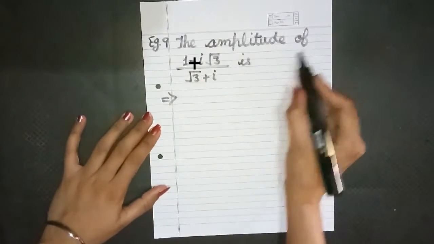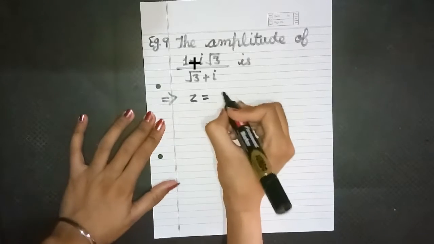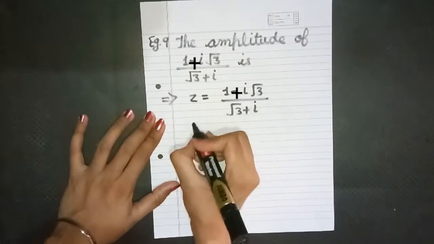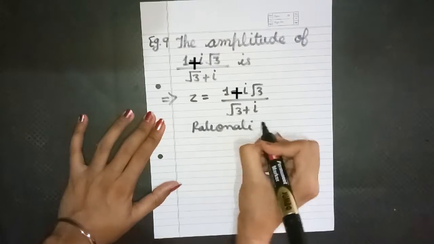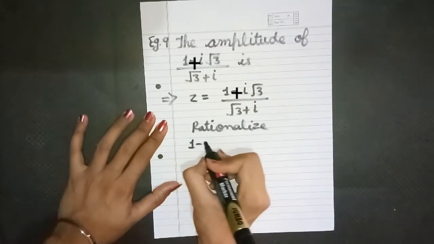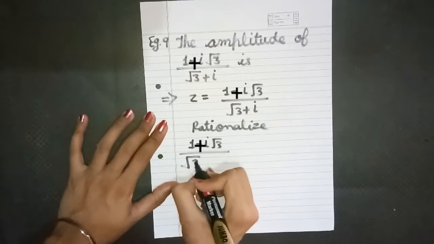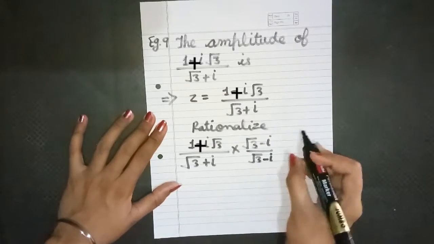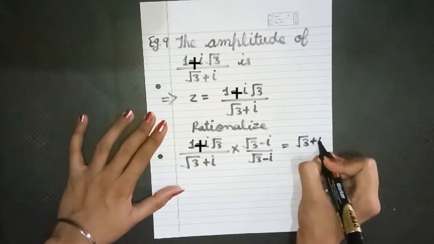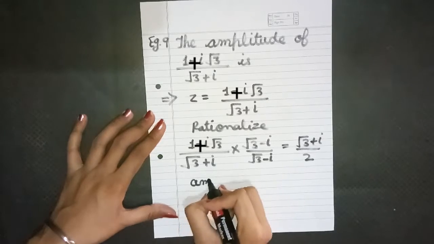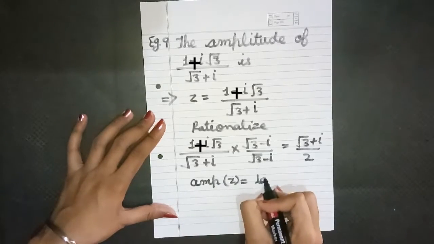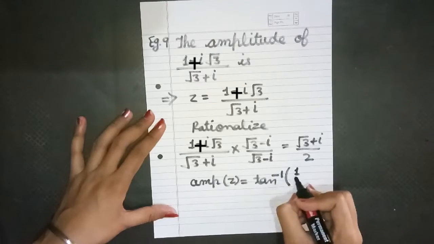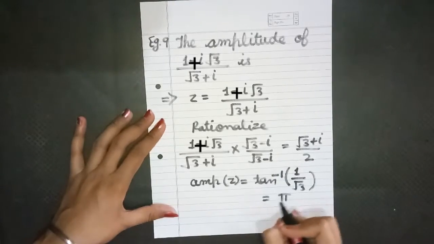Amplitude of (1 plus iota root 3) by (root 3 plus iota) is, first let z be equal to (1 plus iota root 3) by (root 3 plus iota). Now rationalizing this number, we will get (1 plus iota root 3) by (root 3 plus iota) multiplied by (root 3 minus iota) by (root 3 minus iota), and this is equal to (root 3 plus iota) by 2. Now amplitude of z is equal to tan inverse of imaginary part by real part, right? That is equal to 1 by root 3. So this is equal to pi by 6. So this is the answer.